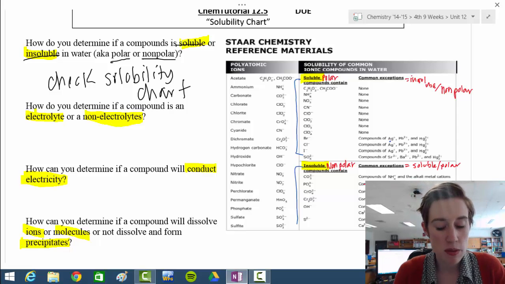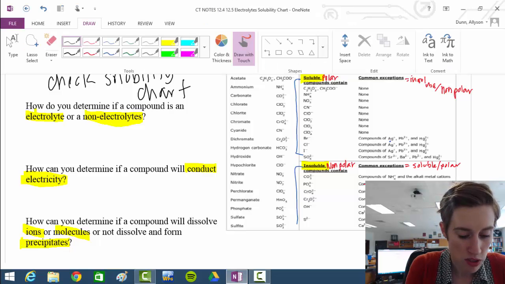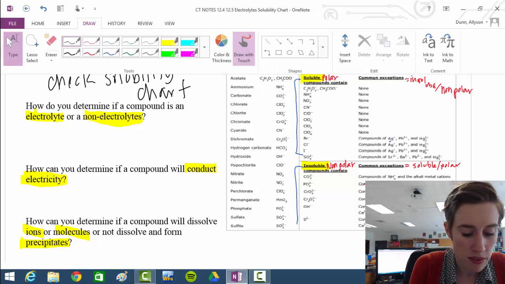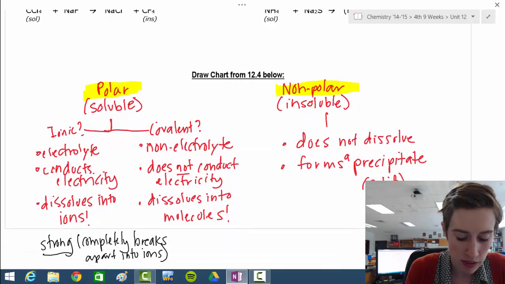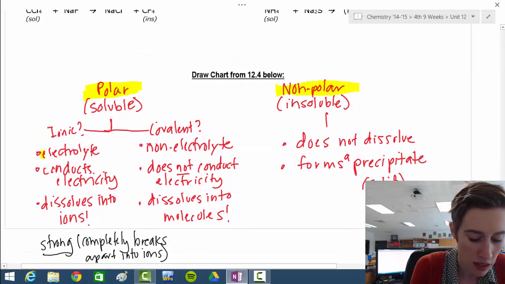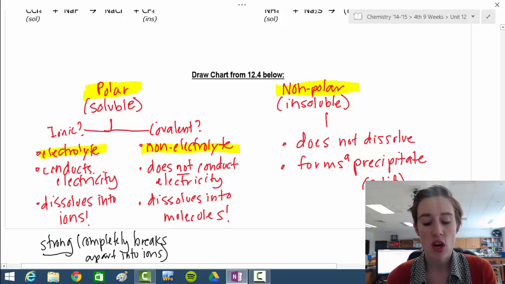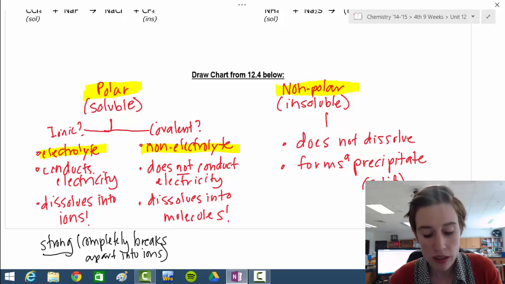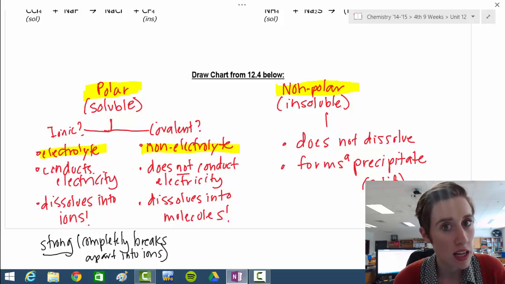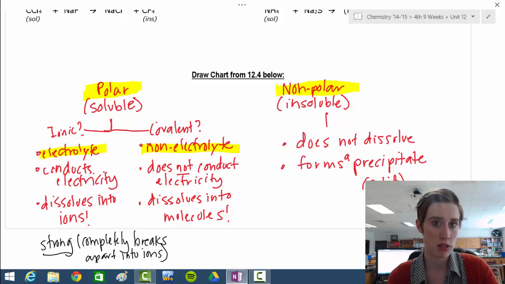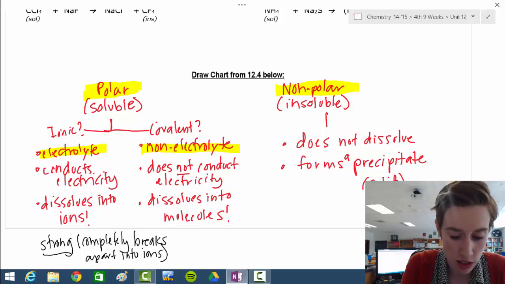How do I determine if something's an electrolyte or a non-electrolyte? Well, let's look down here. Where do we find electrolytes and non-electrolytes? Electrolytes and non-electrolytes are under the polar column. So if something's nonpolar, then we don't consider it as either of those. When we're talking about electrolytes and non-electrolytes, we're only talking about polar compounds. So first I have to make sure the compound is polar or soluble. And then how do I know if it's an electrolyte or a non-electrolyte?